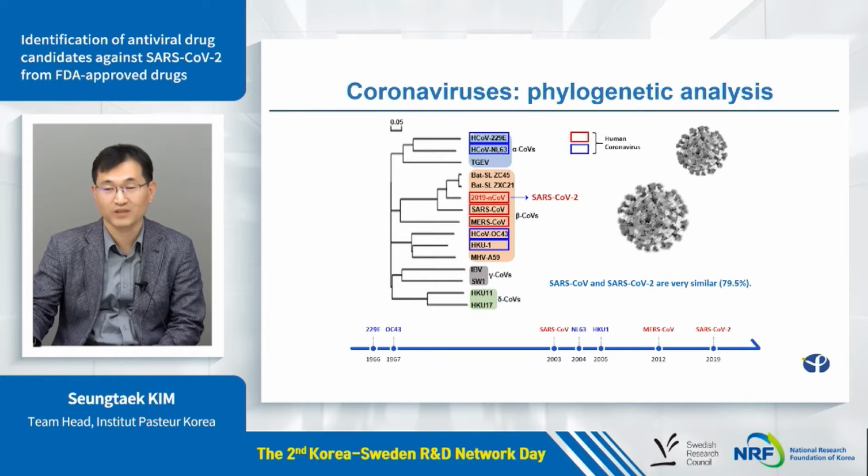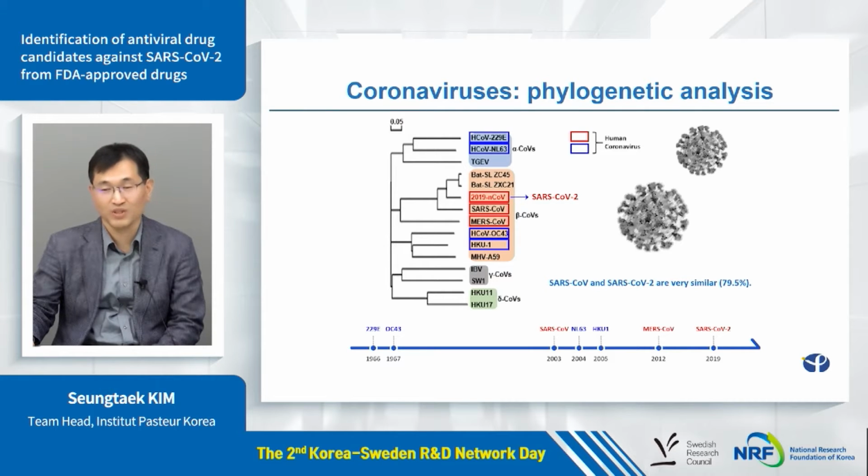In general, the coronaviruses in blue boxes cause mild diseases such as the common cold, but the coronaviruses in the red boxes cause severe diseases such as COVID-19, SARS, and MERS. In terms of viral genome sequence identity, SARS-CoV-1 and SARS-CoV-2 are very similar to each other, by approximately 80%.